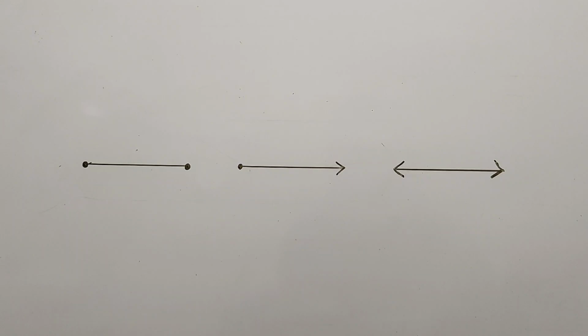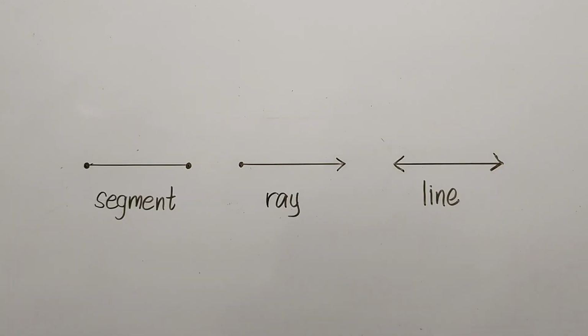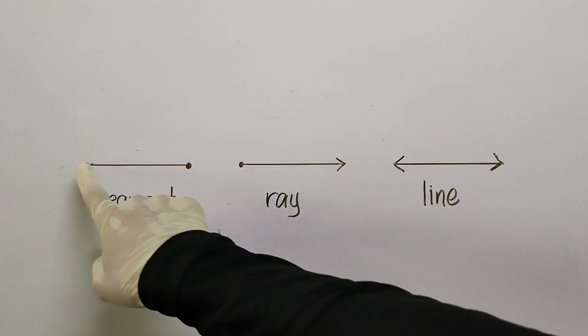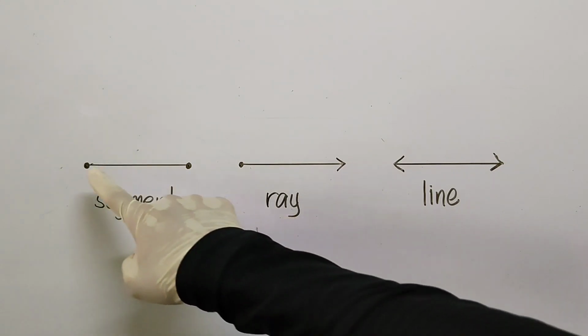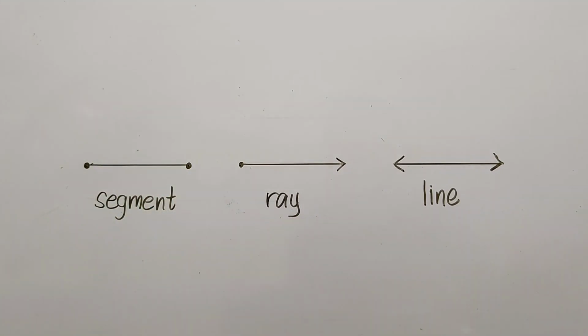We will begin by illustrating the difference between a line segment, a ray, and a line. When we say a segment, this is a series of points with two endpoints. In this case, these points are the endpoints of this series of points. Speaking of a ray, a ray is a series of points with one endpoint and the other extending infinitely.